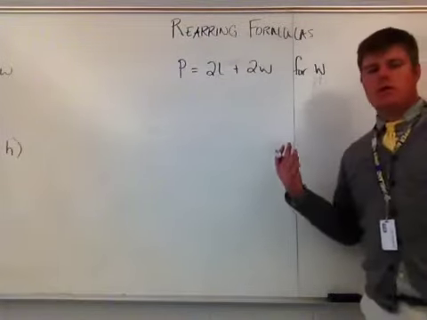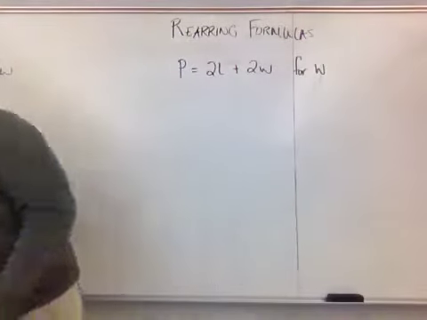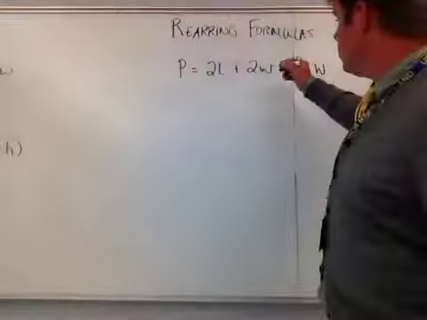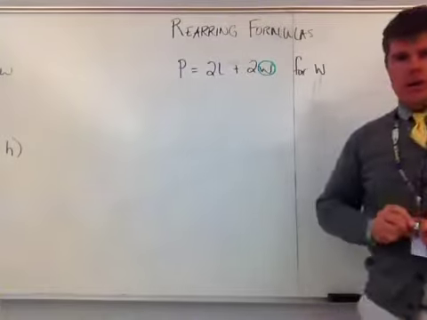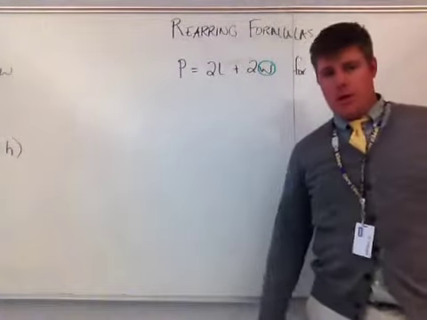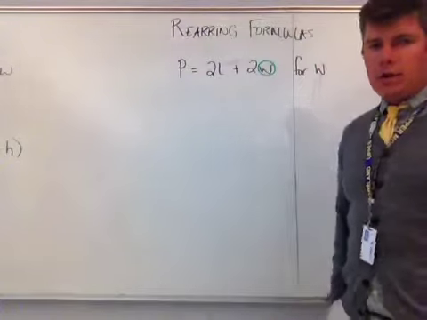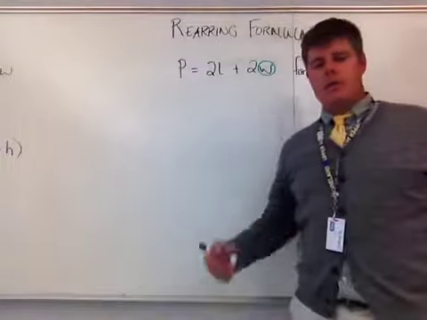So if they want me to solve for W, here's the whole goal, and that's to get the W by itself. I'm going to take a green marker here and circle this W. I want to get everything away from the W. I don't want anything on the side of W but just W. And currently right now what I have is 2L plus 2W. So I need to get rid of those things.